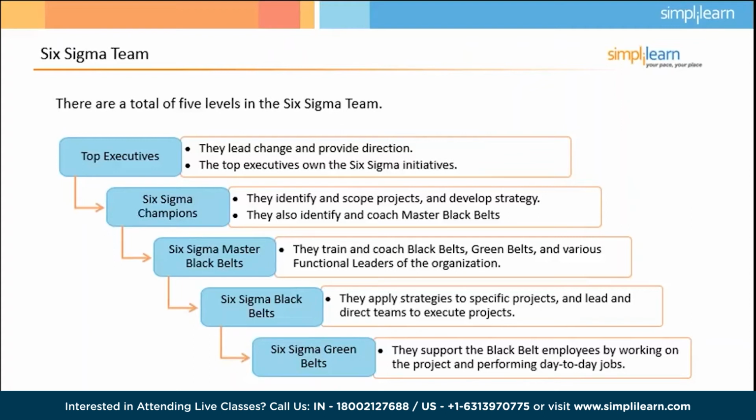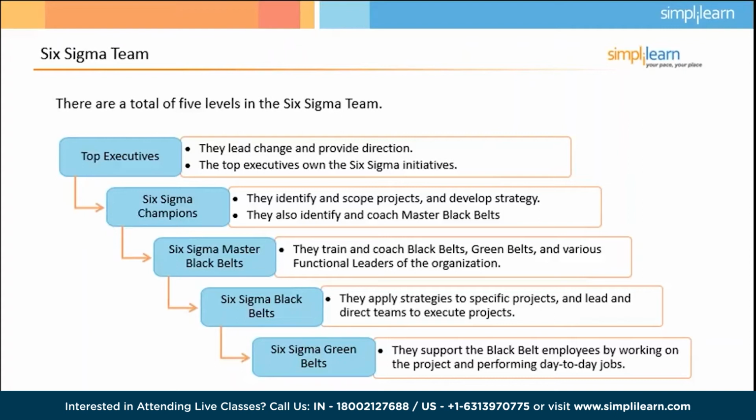You'll have Six Sigma champions. They'll help identify and scope projects. They may be, they may not be C-suite executives, but they might be vice presidents or senior leaders that will help identify as well the projects that will be worked on.